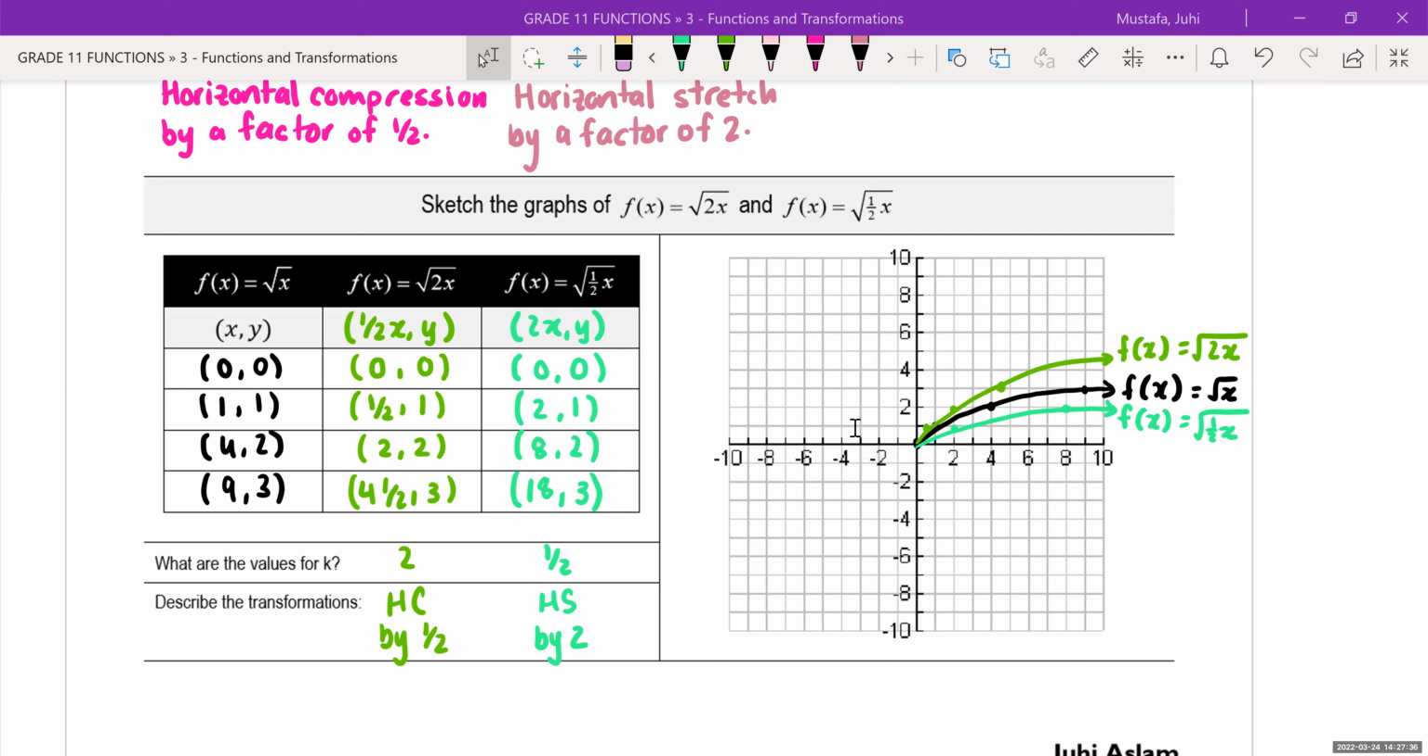For the other graph, because I have a half inside the square root sign, I take the opposite of that and multiply it to my x. So it's going to be 2x. I got lazy with my transformations. Please don't use symbols like this. You have to write the whole words on an assessment. But basically, this is a horizontal compression by a factor of a half. This is a horizontal stretch by a factor of 2. So I'll leave this up for maybe 5 minutes. Try it, and then we'll do the absolute value one.